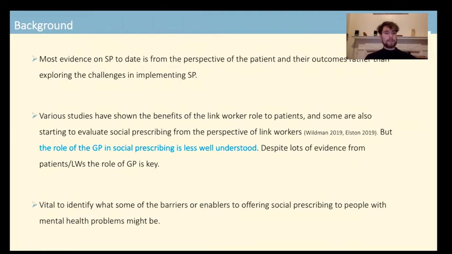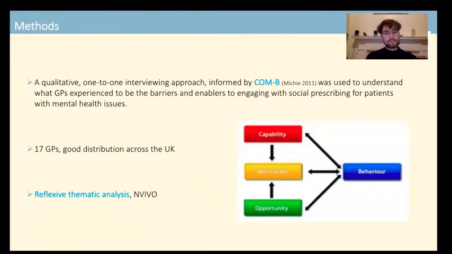But the role of the GP in social prescribing is less well understood, at least within the academic literature. But we do know there's lots of evidence from patients and link workers that the role of the GP is quite central. So we used a qualitative one-to-one interview approach informed by the COM-B model. The COM-B model is a behavioural change framework derived from lots of different existing frameworks, and models human behaviour on our capabilities, motivation and opportunity.